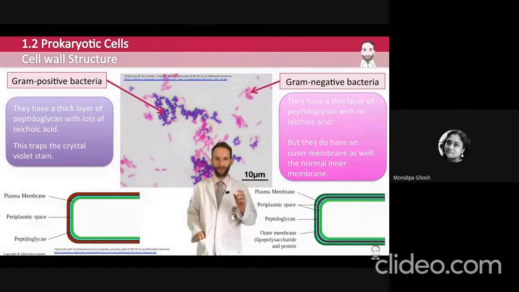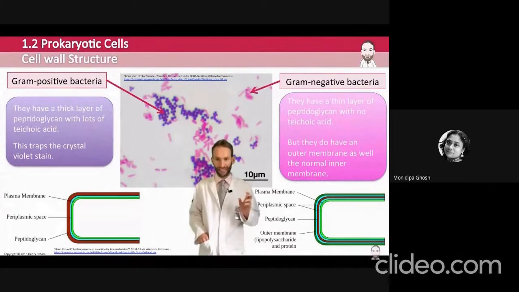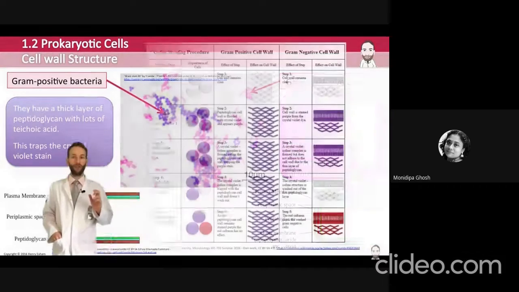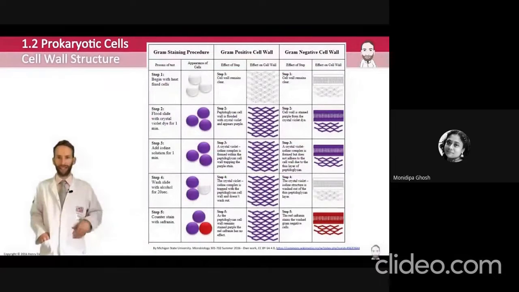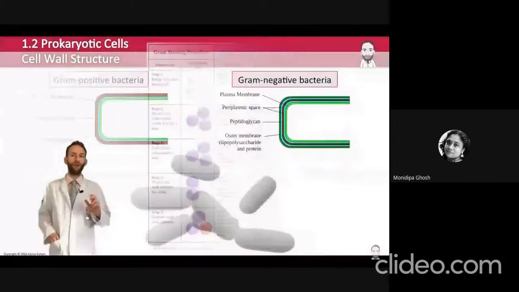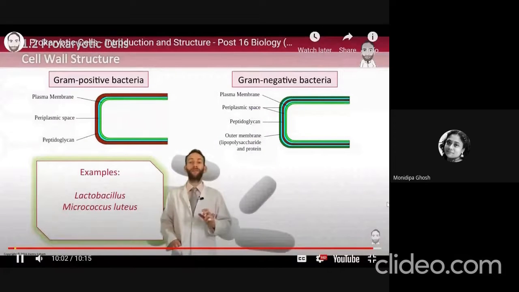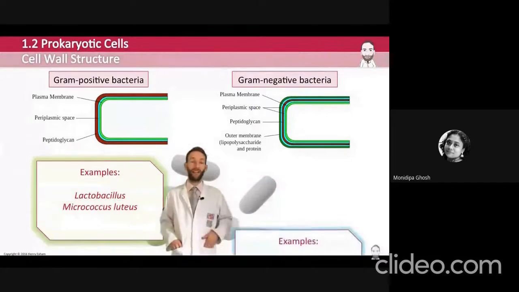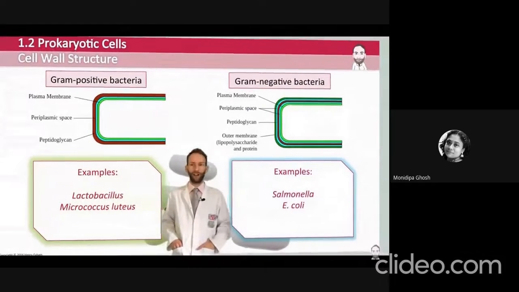the outer membrane. And that means that actually the crystal violet stain gets washed away very, very easily. Now, they will pick up a stain after they've been washed in the staining process called safranin, and that gives them a more red pinkish colour. So you should know the basic steps for this staining procedure. Some examples of gram-positive bacteria are Lactobacillus or Micrococcus luteus, and examples of gram-negative bacteria are Salmonella and E. coli.